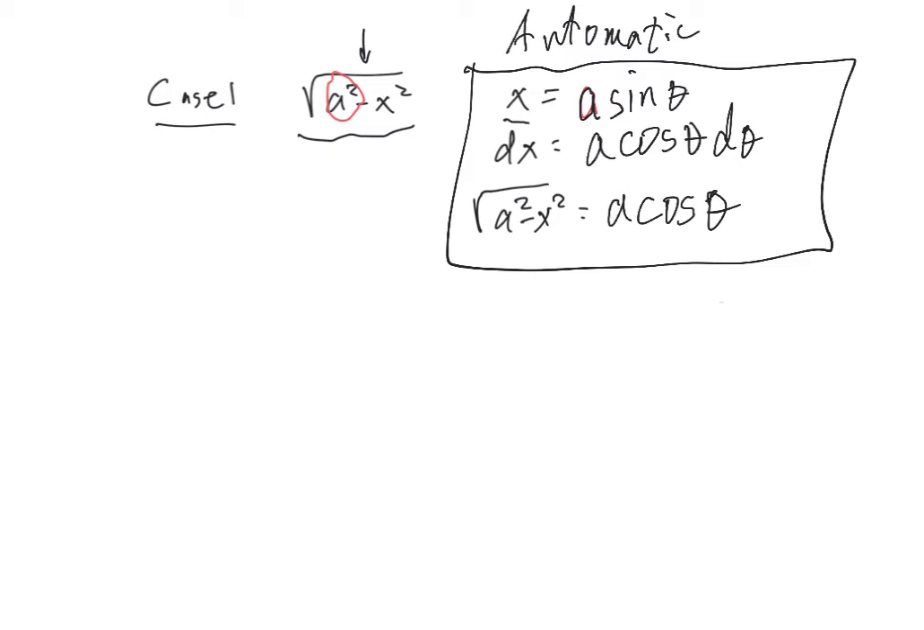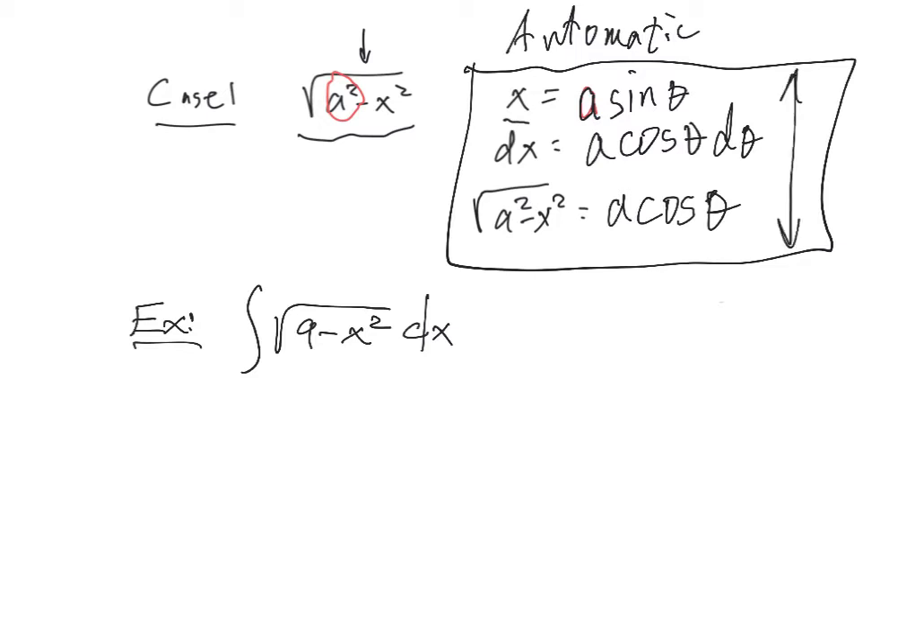Let's try an example. The antiderivative of the square root of 9 minus x squared dx. This is not a terribly complicated looking function, but we actually don't know an antiderivative. We've never seen one before, so it seems like a good one to try this new technique on. One thing good for you to do is pause the video and see if you can write out these three things. I'm not going to pause it. I'm going to move right ahead.